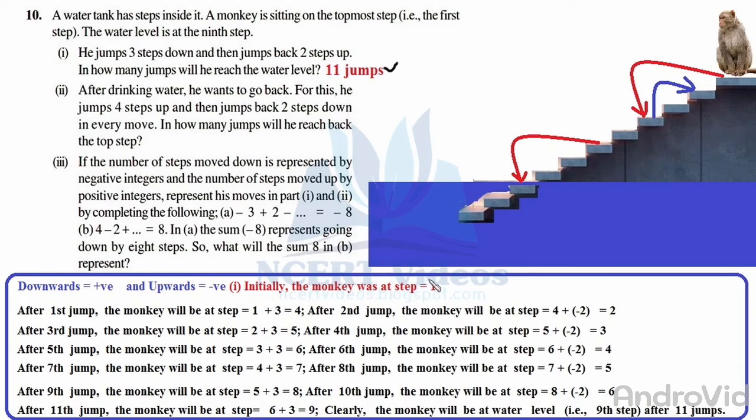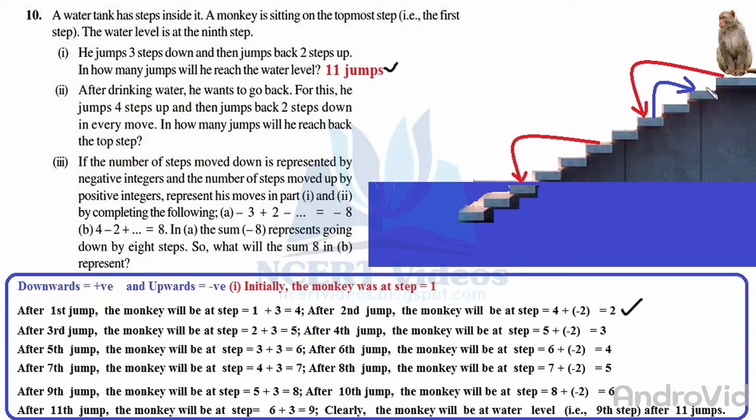This is given to us. After the first step, the monkey will be at 1 plus 3, at step 4, as we have also shown. 1, 2, 3, 4. After the second jump, the monkey will be at 4 plus minus 2 because he is moving backwards. So finally he'll be at step 2 after the second jump. This much we have done.